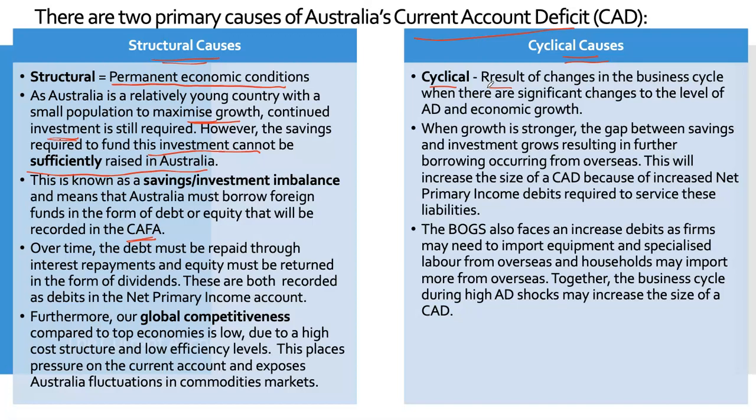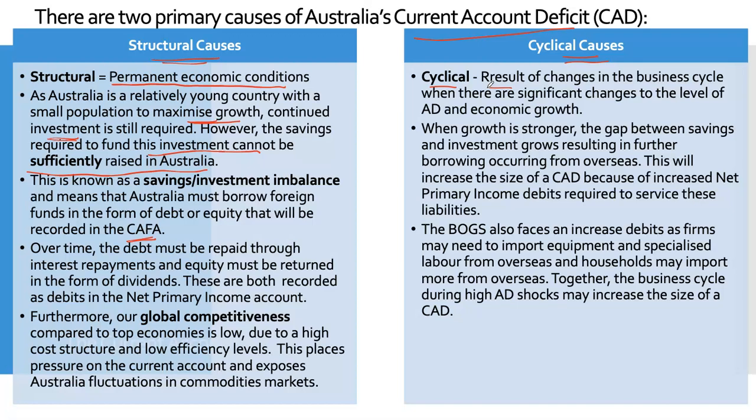What are some of the cyclical reasons? When the growth is stronger, there has become a gap between our saving and our investment, because when growth is strong, we're less likely to save. When there has been this investment, we have looked for borrowings from overseas to drive that investment, and this has increased the size of our current account deficit because then we have to pay that off afterwards, and this comes from our net primary income debits.